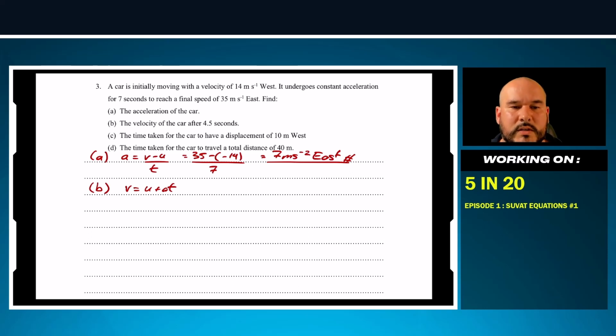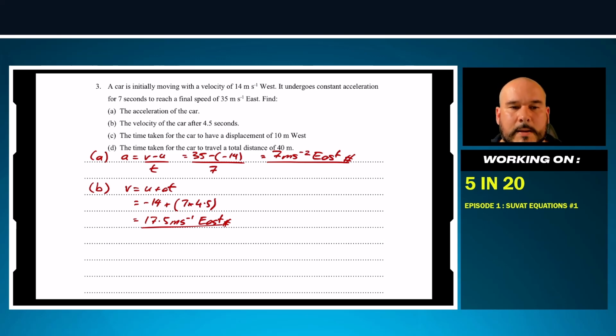Okay, so our u once again is going to be negative 14. Now our acceleration is going to be positive 7. Okay, 7 east. East is positive. And it does that acceleration for 4.5 seconds. So therefore our final velocity is positive 17.5, which means 17.5 meters per second towards the east.